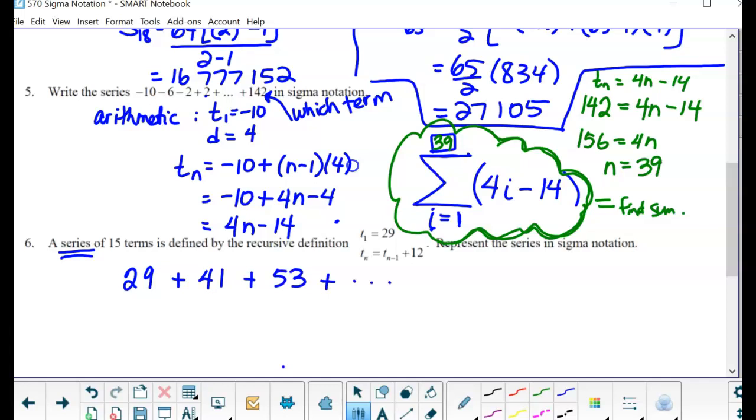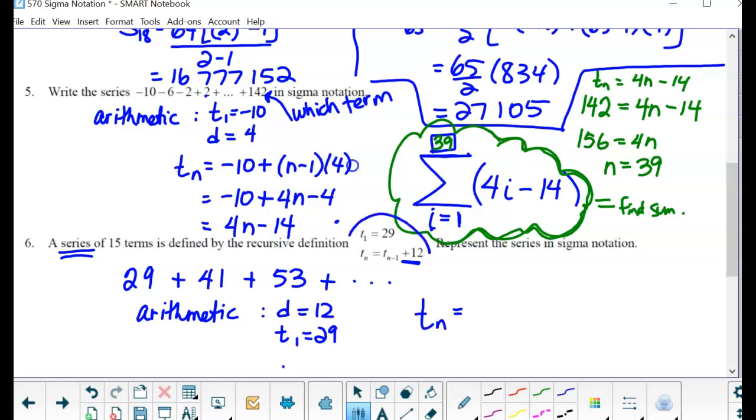The thing with recursive is we don't know what the 15th term is. We would need to know what the 14th term is, and then to know that, we need the 13th. So I'm not going to try to find the 15th term right now. Taking a look at it though, we know basically from this that this is arithmetic, where d is 12 and T1 is 29. So we can find our general term formula.